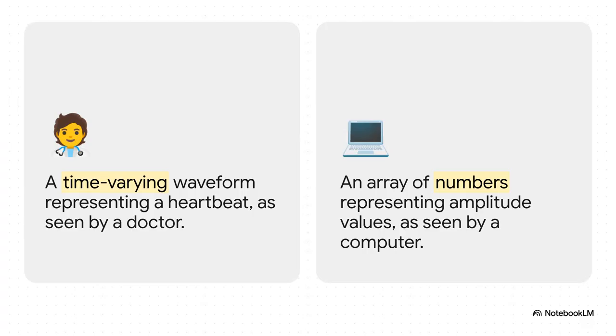So, when a doctor looks at an ECG, they see that classic familiar heartbeat waveform, right? The peaks and valleys. But what does a computer see? Not that. It just sees a massive list of numbers, each one representing the signal's strength at a tiny slice in time. And that's the key difference. A machine doesn't see a heartbeat, it just sees data that it needs to figure out.